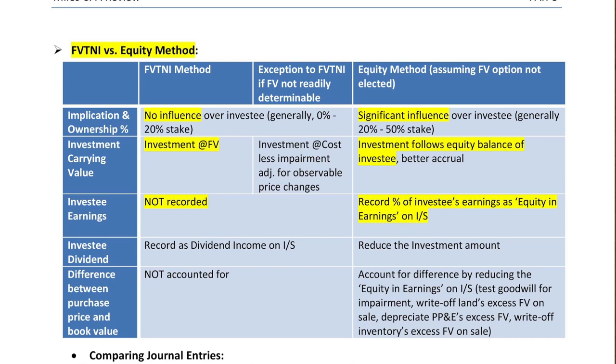Now, when dividends are paid by the investee under the fair value through net income method, it is recorded as dividend income on the income statement. However, under the equity method, the investee dividends do not have any income statement impact. Think about it. As the investee earned money, all of that was already recorded on the investor's income statement. Now, when the investee is paying out dividends, that is a reduction of the investment amount.